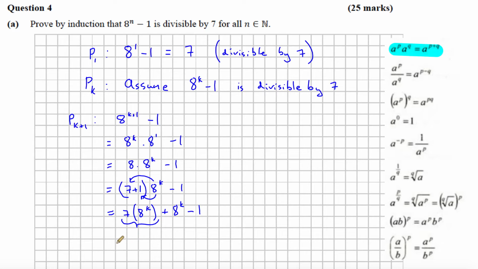And what we can see here then is that this term here is divisible by 7 because it's 7 times something. So this is divisible by 7. And 8 to the k minus 1 is divisible by 7 because of our assumption, because up here we assumed 8 to the k minus 1 is divisible by 7. So we can just say that's divisible from P(k), our P(k) situation.